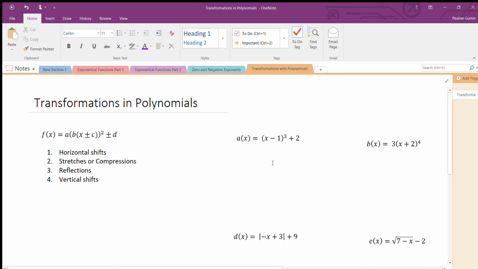Hello there, friends. Let's talk about some transformations. All right, so I've got a bunch of problems on the right, and let's talk about some stuff on the left.